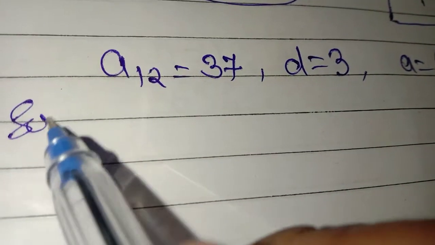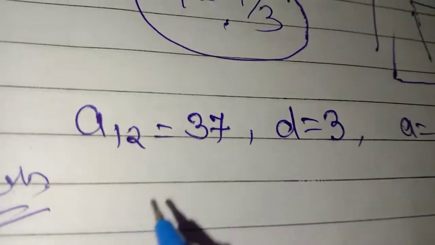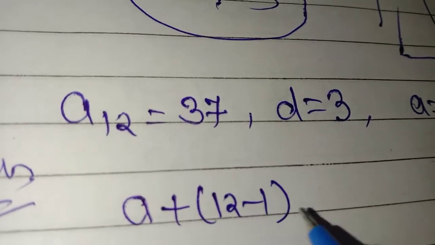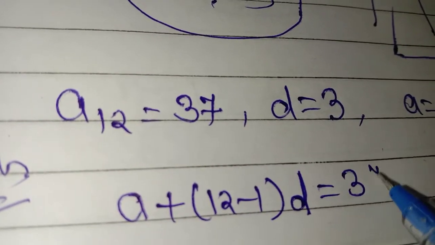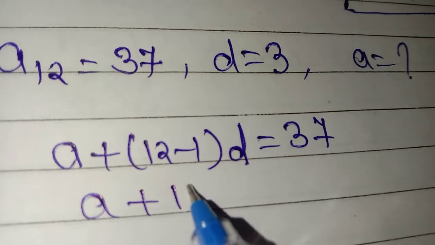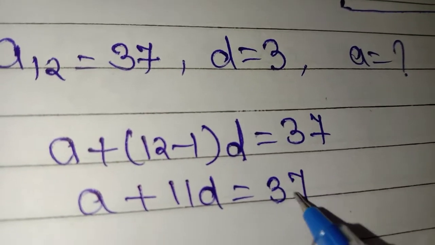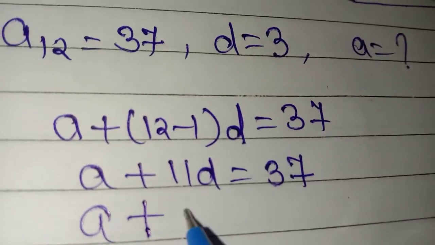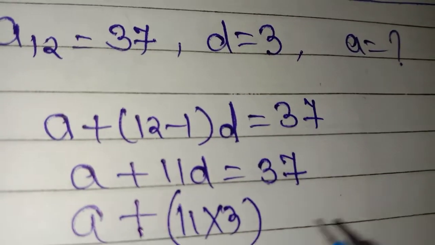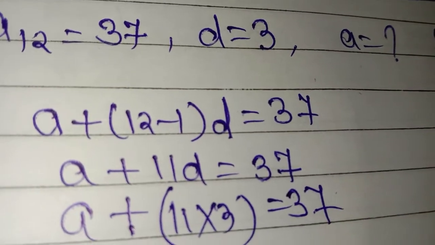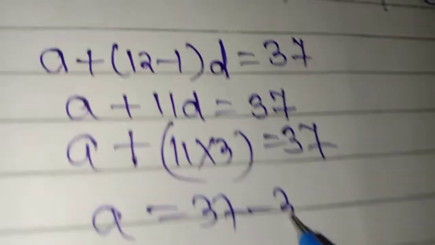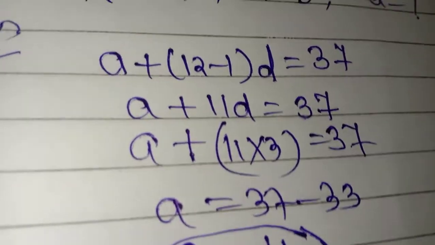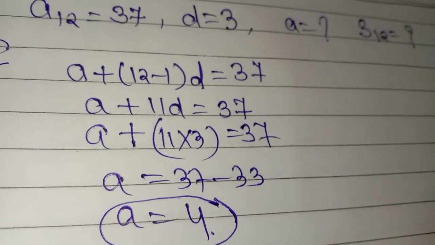Now let's write the solution. What is the value of the general term A12? A12 can be written as a plus (12 minus 1) into d is equal to 37. So it is a plus 11d is equal to 37. Now the value of d is 3, so a plus 11 into 3 is equal to 37. So a is equal to 37 minus 33, so a is equal to 4. Now we got the value of a as 4.